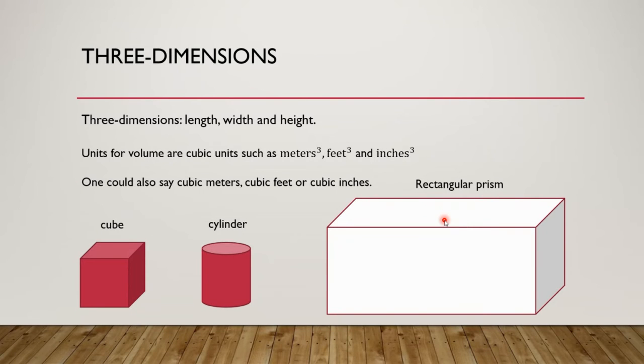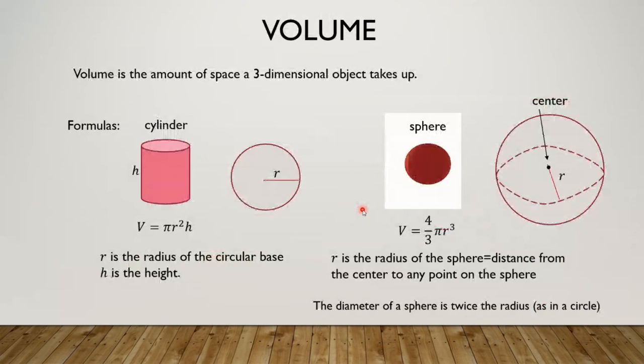Now, in the 2-dimensional world, we had area. Theoretically, you could calculate area by filling up the inside of the 2-dimensional shape with squares. For volume, you do the same idea, but with cubes. But we don't have to do that because just like in area, there are formulas for volume as well. Volume is just how much space a 3-dimensional object takes up.